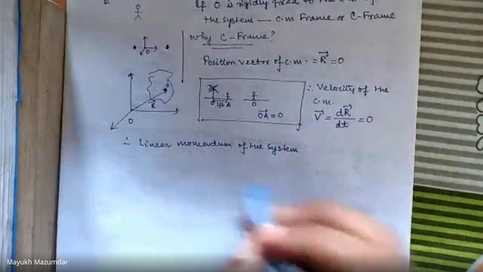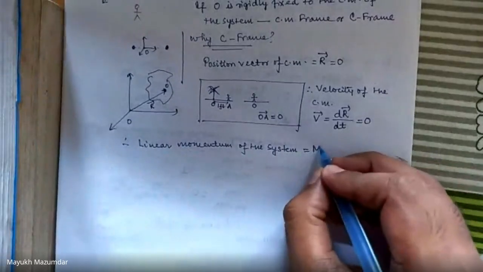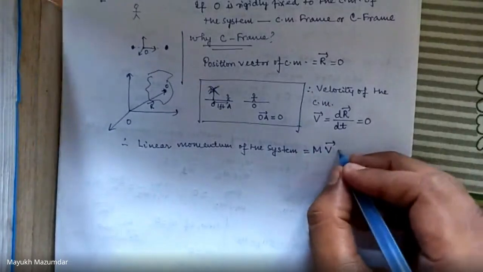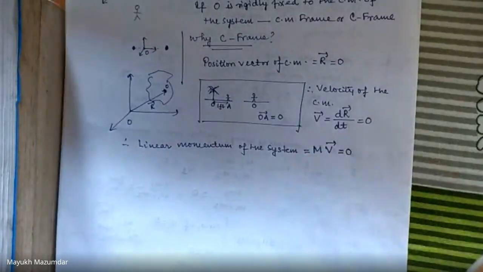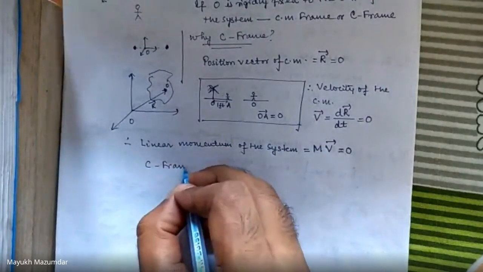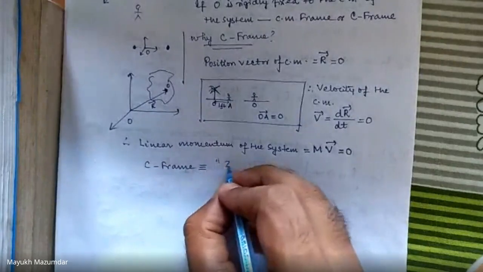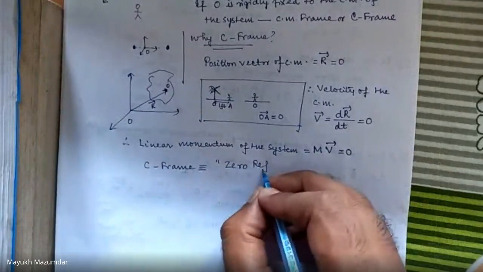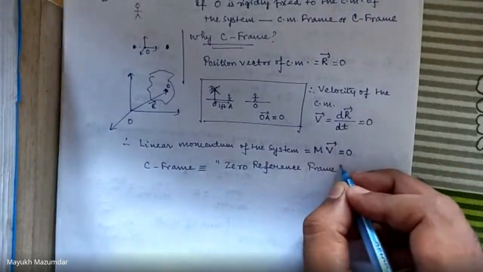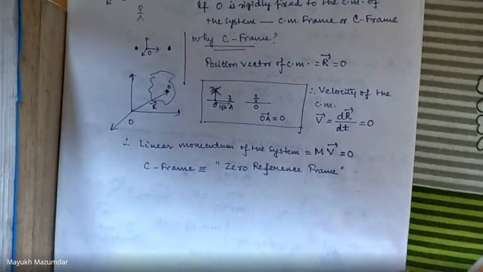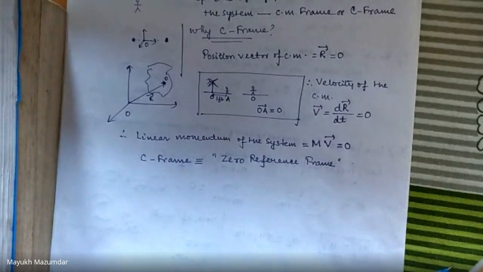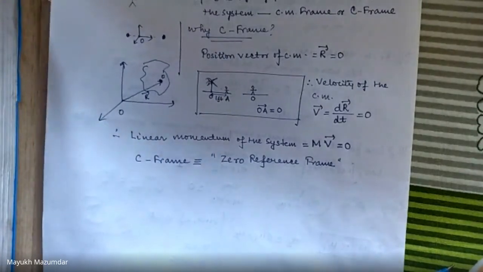Okay. So what is the linear momentum of the system? We know that it equals MV, M being the total mass. So V is 0. That means the total linear momentum of the system is 0. That's why the C frame is sometimes called the zero reference frame. This may be asked in the exam. That is why the center of mass frame is called the zero reference frame.